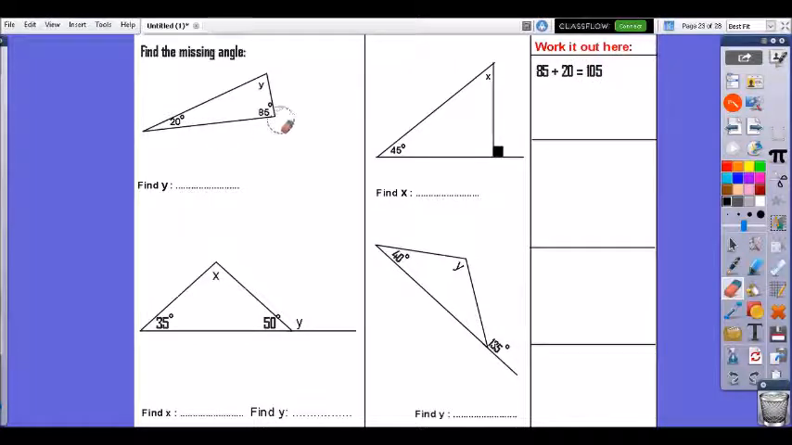You just need to add 85 plus 20. So 85 plus 20 is 105. Then the answer that we have over here, we subtract it from the total, which is 180. So I take 180 minus 105. And please, it's not 105 minus 180 because it's going to be wrong. Please, it's 180, big, minus small. 180 minus 105, which is 75 degrees. So y is exactly 75 degrees.